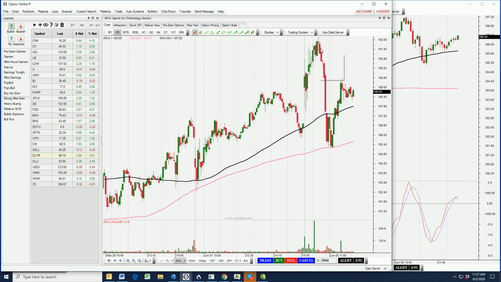Fortunately, I was able to take profits, and then the bottom fell out. So you've got to be very careful on some of these tech stocks right now. So let's see what else we've got cooking here. Let's see if any of the other stocks look weak.